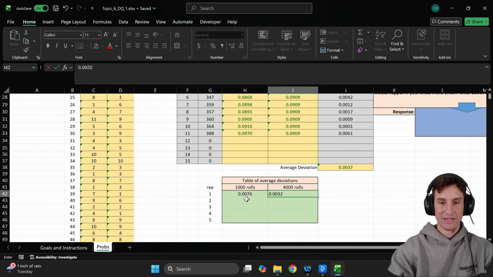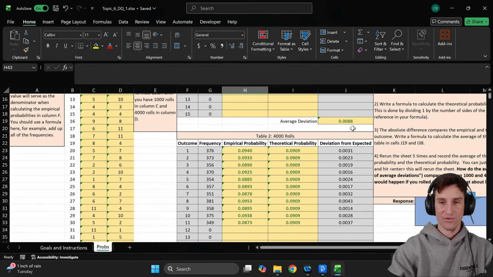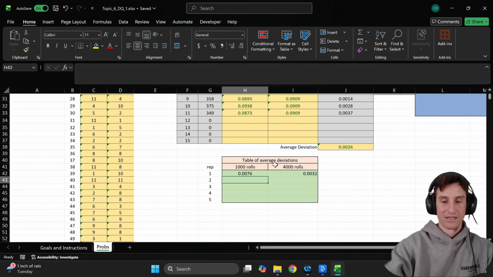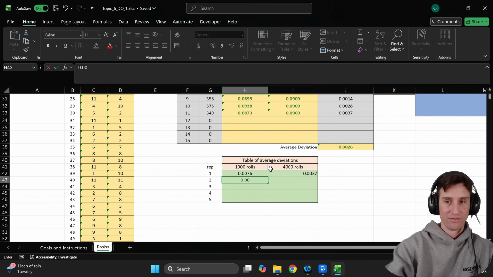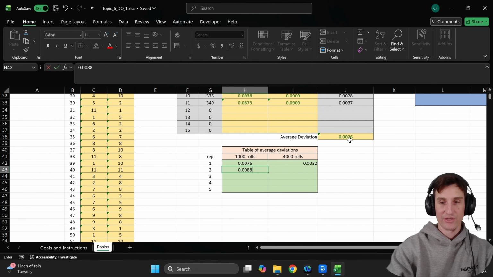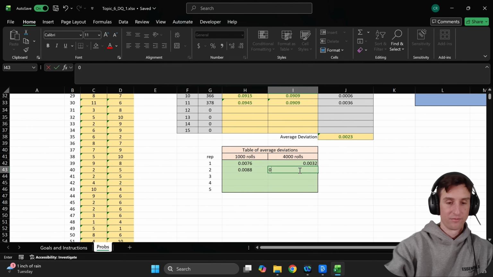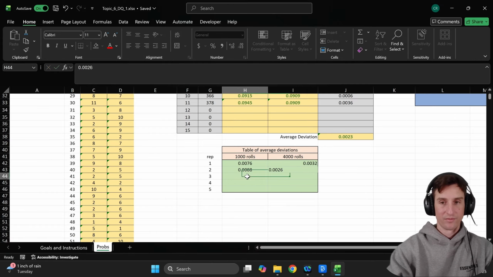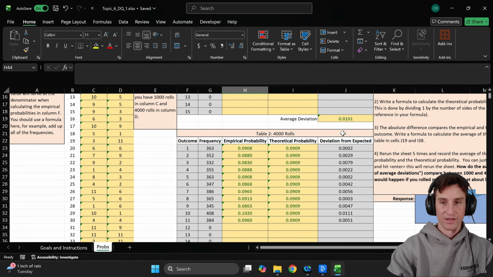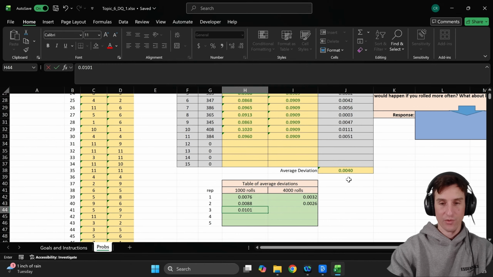As soon as I go to a different cell, it updates again, and I'm going to now record these two. So 0.0088, and I'm just going to record this one. I know it's going to change as soon as I go, but 0.0026. Okay, let's record our next two. 0.010. And this one is 0.004.